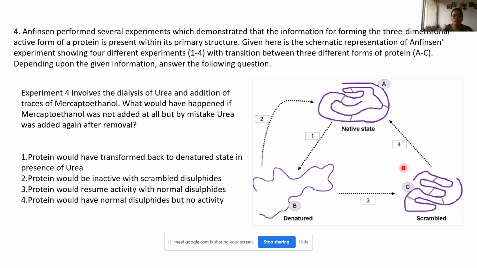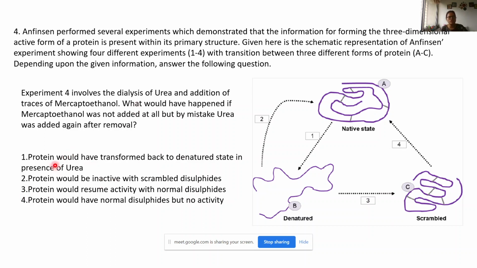So this particular experiment involves dialysis of urea and addition of traces of mercaptoethanol. Now, what would have happened if mercaptoethanol was not added at all, but by mistake urea was added? So, instead of adding traces of mercaptoethanol, you are adding urea again. Remember that you are dialyzing urea, which means you are removing urea, but now you are adding urea again. So, what will happen to the protein?